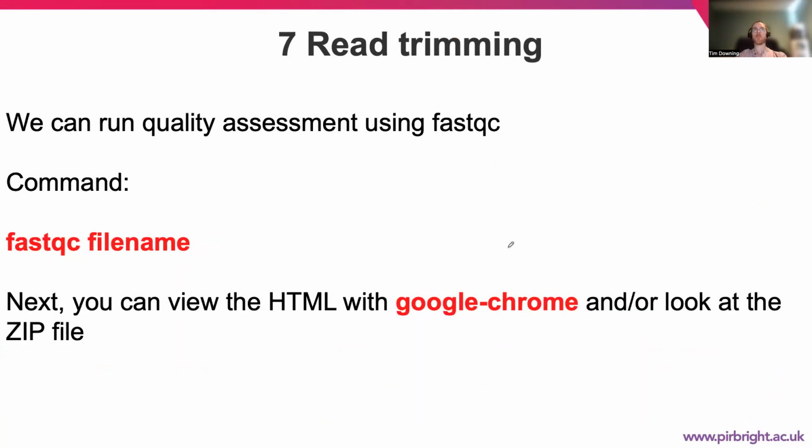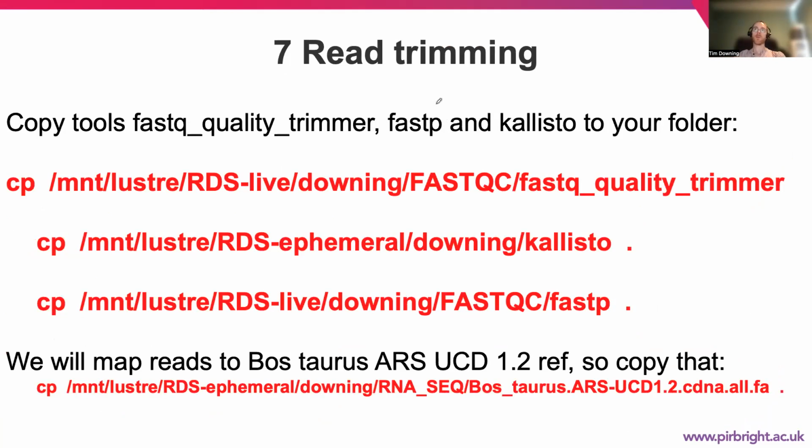What you do next is run FastQC on all of them. That will generate an HTML file and a zip file containing the quality score information. You will also need to copy other items for the FASTX quality trimmer, which we'll talk about shortly, Kallisto, which we'll use later, and then fastp as well, which follows the FASTQ quality trimmer step. We'll also map our reads using Kallisto to the Bos taurus cDNA set from the reference genome.